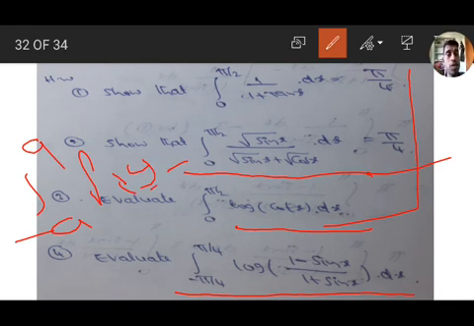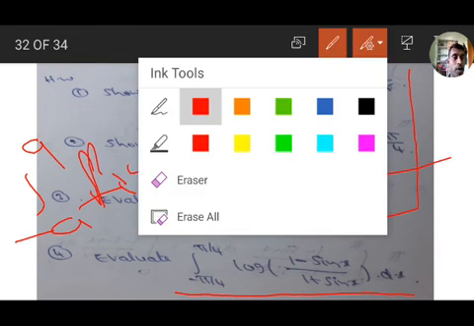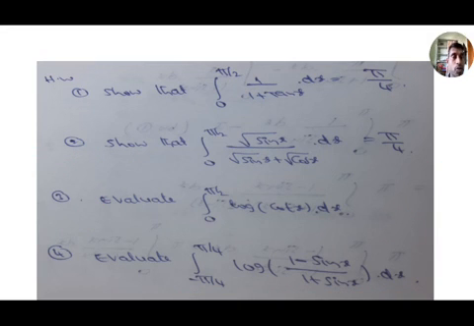So we have to check whether f of x is even or odd. If it is an odd function, the integral value is 0. If it is even, it is 2 times the integral from 0 to a of f of x dx. Here it is an odd function, so the integral value will come 0. Okay, do these problems, and from the textbook also we can complete the problems.